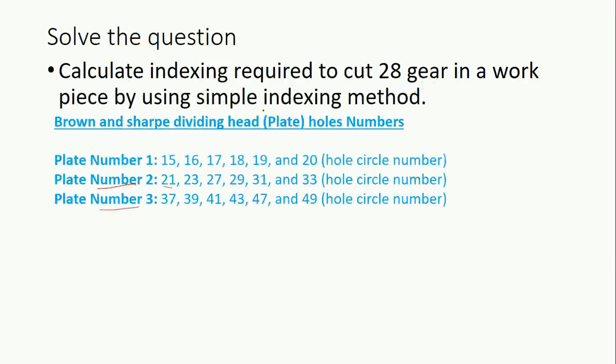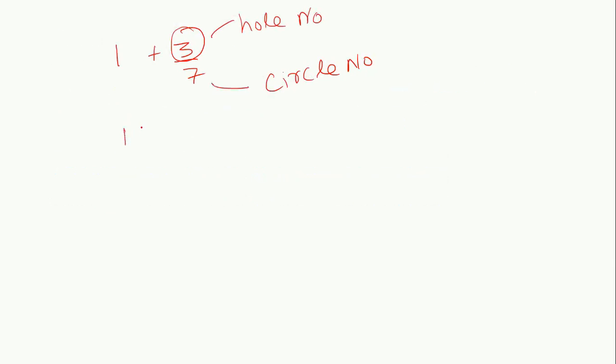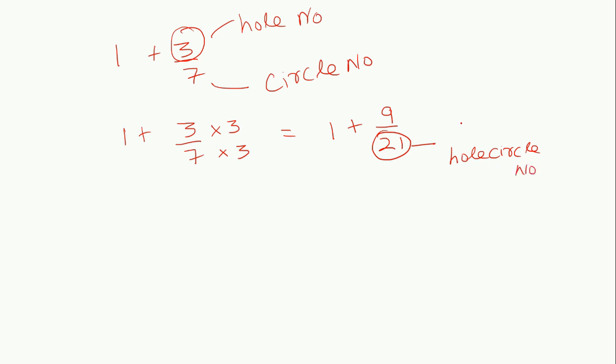Here what is better to do? So what we do is multiply the same number with the numerator and denominator. Let's multiply 3 into 3. So what will happen is one complete rotation plus 9 by 21. This means in the 21 whole circle number, you have to go to the 9th whole number. Okay, what does it mean?